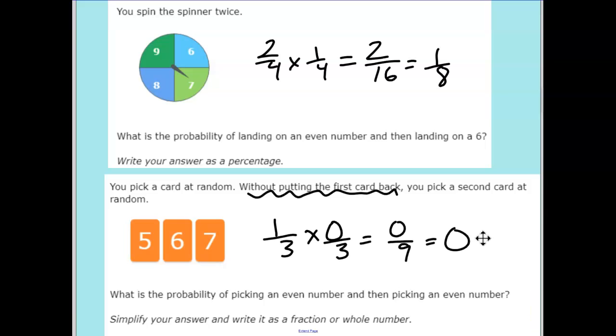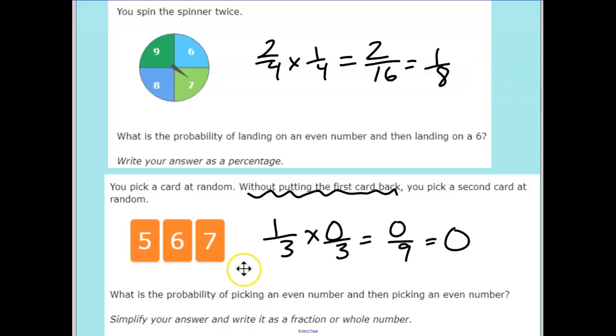All right, so how did you do? This top one was pretty easy. Probability of getting an even, 2 of them are even. And then probability of getting a 6, 1 of them is 6. So 2/4 times 1/4 is 2/16 or 1/8.